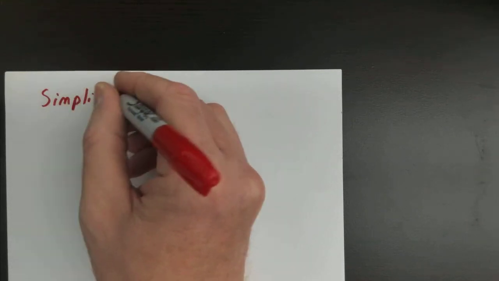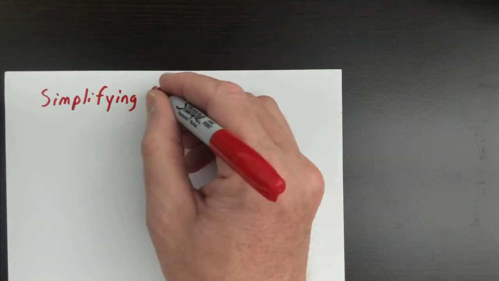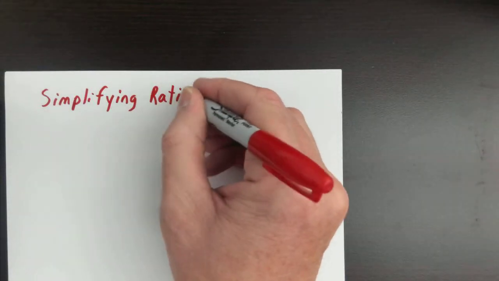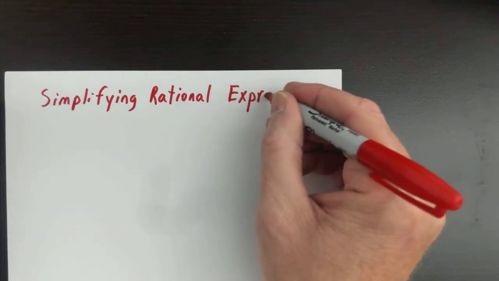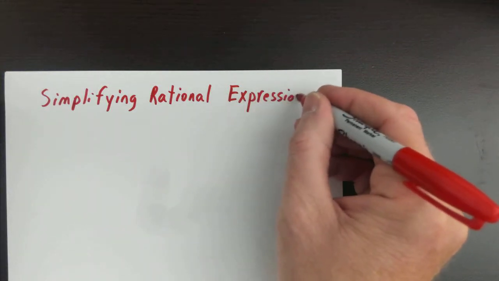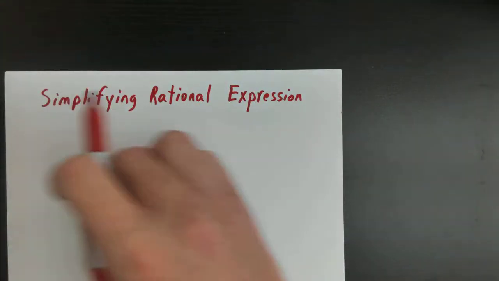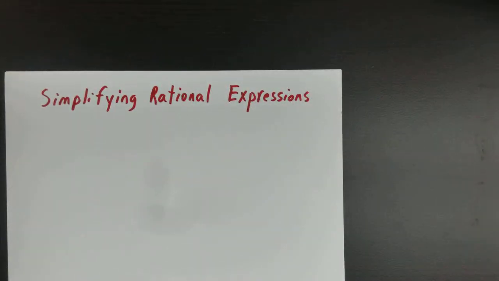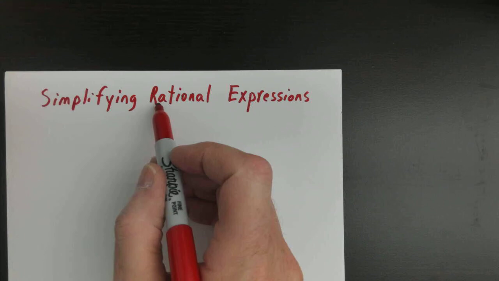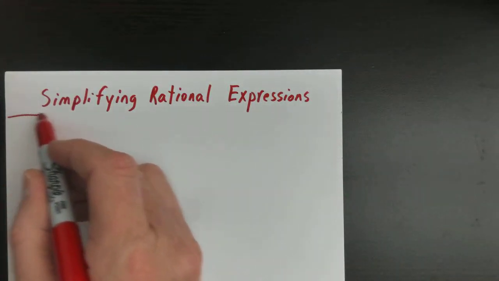Next few days we'll be working with rational expressions, and rational means ratio. Ratio kind of goes with fractions, so it's like a polynomial over a polynomial, or some expression or some function over another function, but we are simplifying rational expressions today. We'll be adding and subtracting, we'll be multiplying and dividing in the next few days.